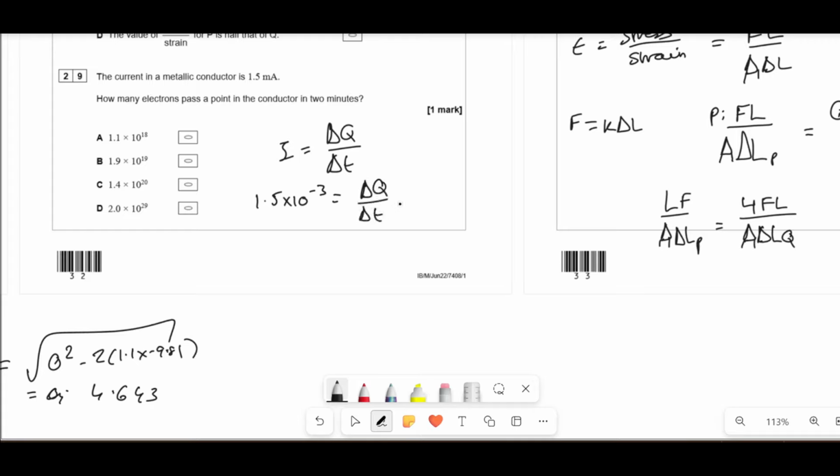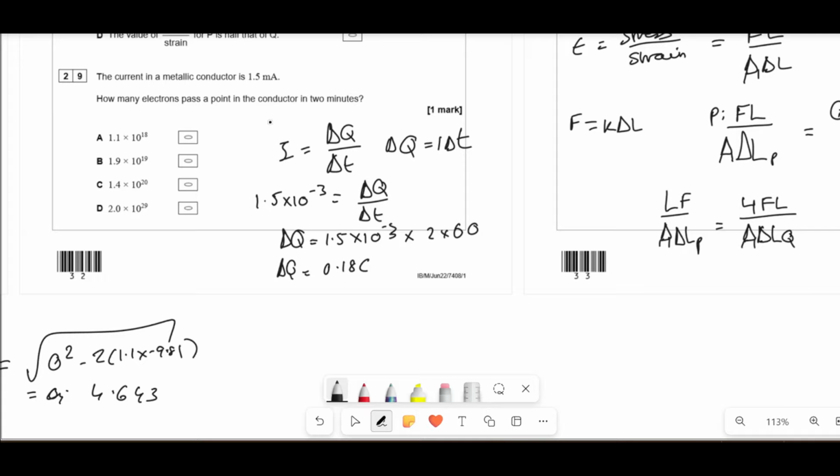Now, the current, remember, is the rate of flow of charge, and it's usually measured per second. So in 1 second, we have this much going on, right? So if we want to work out the change in Q, it would be the current times delta T. So delta Q equals I delta T. In this circumstance, delta Q would equal 1.5 times 10 to the minus 3 times the time interval, which would be 2 times 60, because remember, this is a flow of current per second. Now we're doing it in 120 seconds. So the delta Q in 120 seconds would be 1.5 times 10 to the minus 3 times 2 times 60, which is 0.18 coulombs.